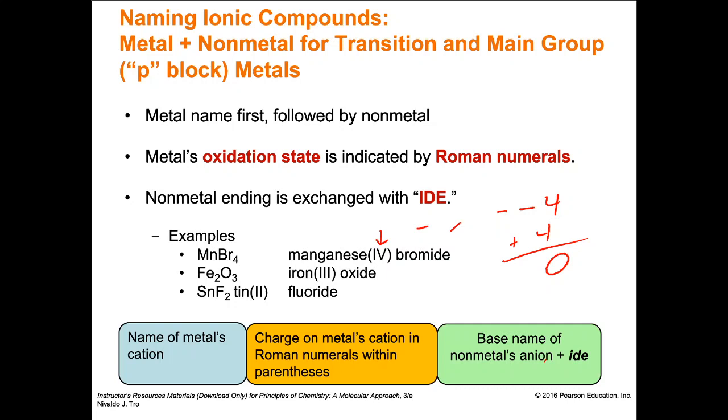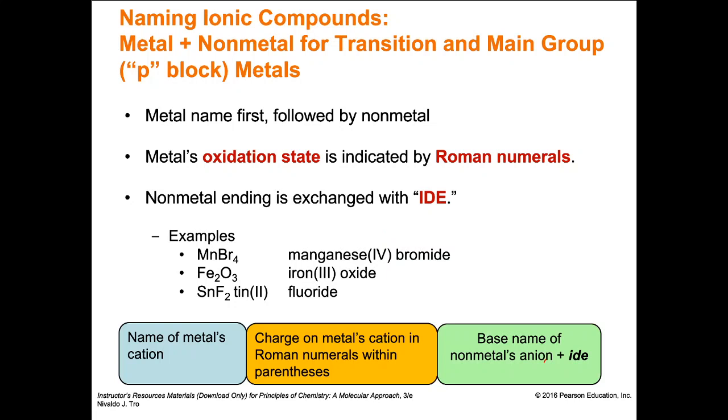And I know it's +4 because it's the metal. Remember that the metals, generally speaking, take on the positive charge. And then bromide. I know what bromide is, so I don't actually have to say that I have 4 bromides. But I do need to indicate the charge of manganese.